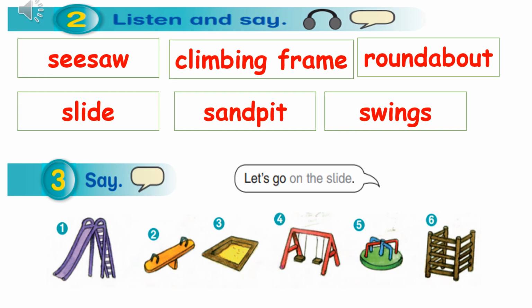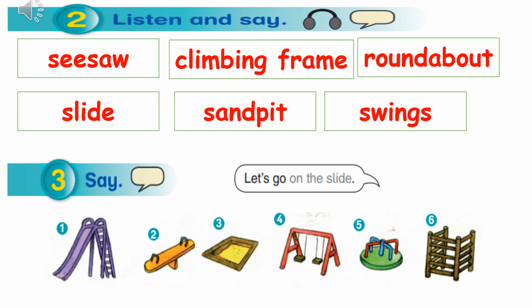Please, let's read the words together. Seesaw, climbing frame, roundabout, slide, sand pit, swings.